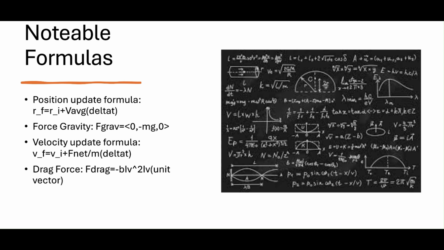Notable formulas used throughout this experiment consisted of the position update formula, which tells the change in position from our final versus our initial, the force of gravity, which in this case we use negative mg due to us being on Earth, the velocity update formula, which tells the change of speed within an object, and the drag force, which was mentioned previously.